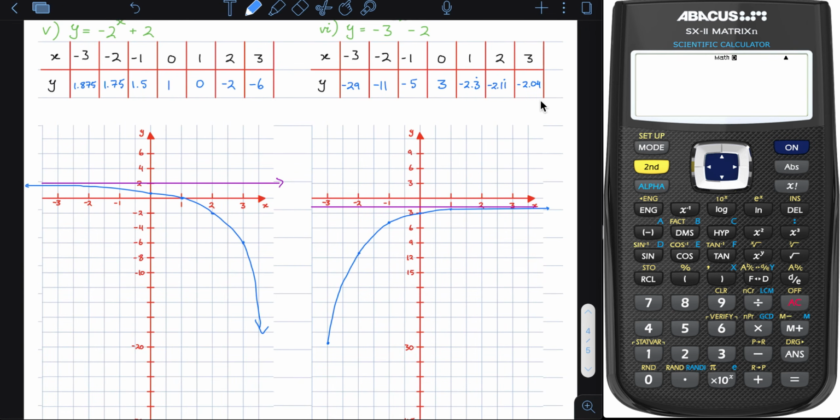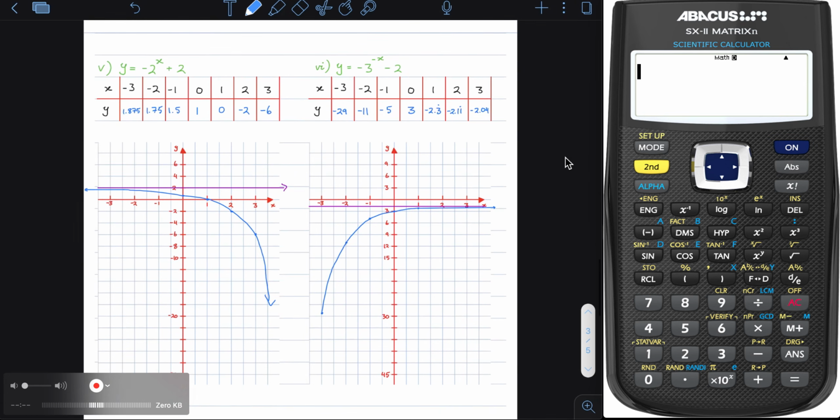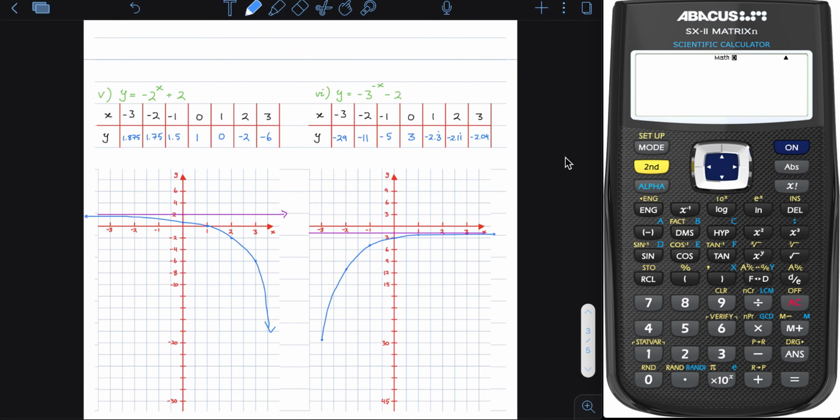So I hope that gave you an insight into graphing out exponential functions and typing them out into your calculator.